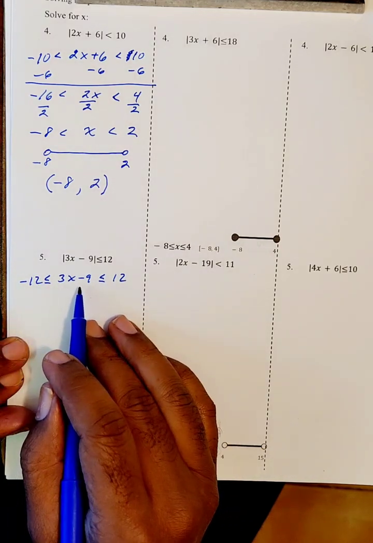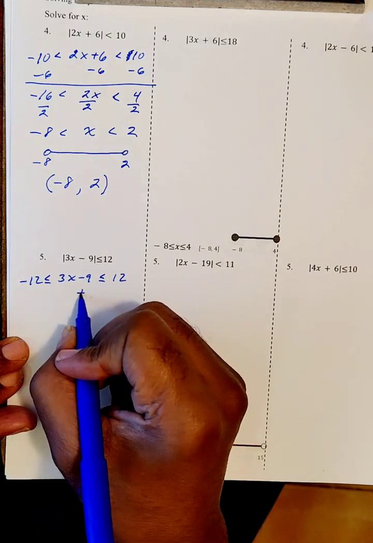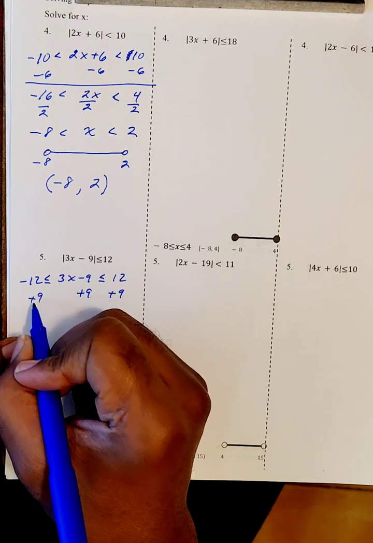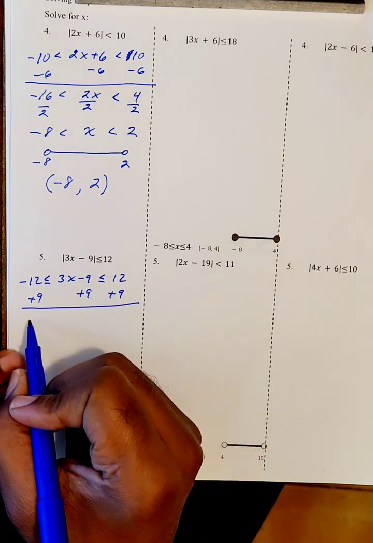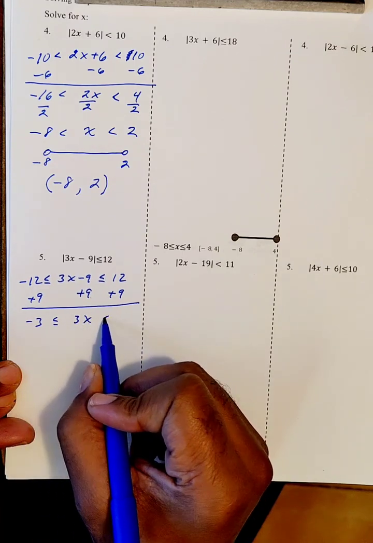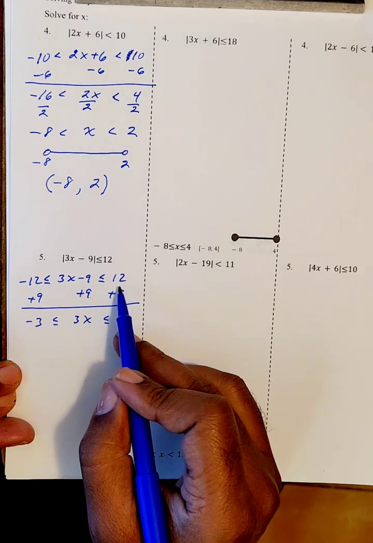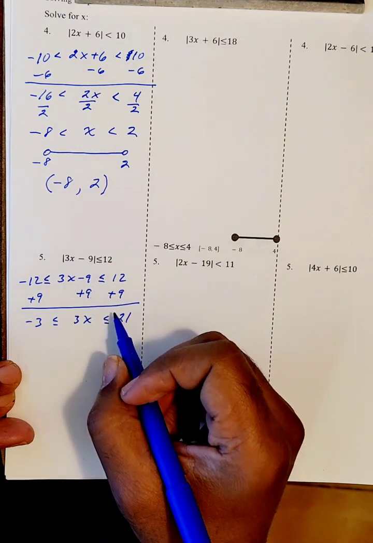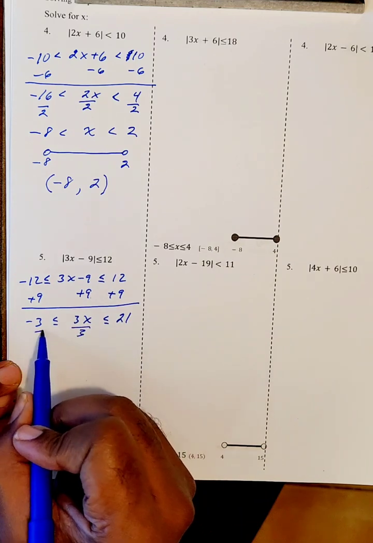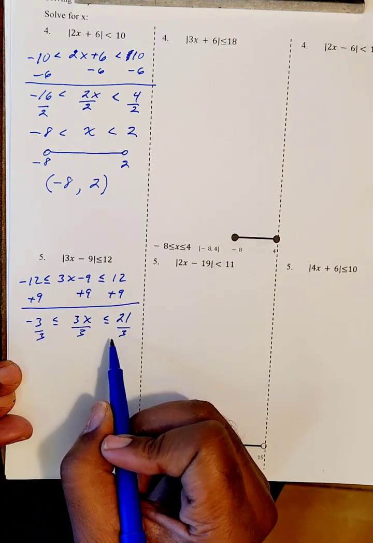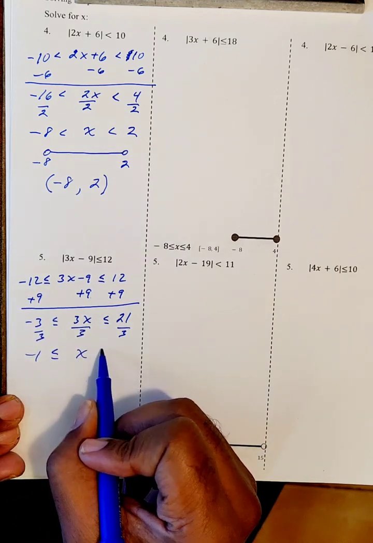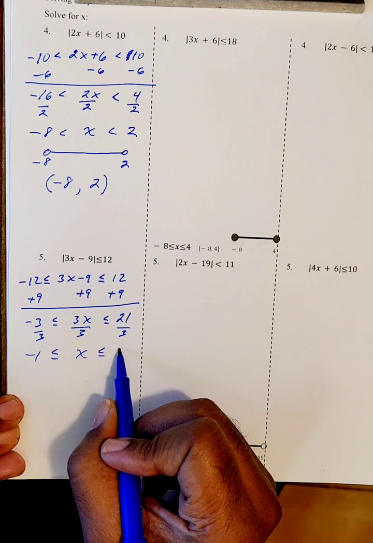Now to solve for x, I have to add 9 here on the inside. What we do on the inside, you do on all sides. So we put a plus 9 everywhere. As a result, we'll get negative 3 here, less than or equal to 3x, and less than or equal to 21. Now we'll divide all sides by 3 to get the x by itself. So divide by 3, divide by 3, divide by 3, and we end up with negative 1 less than or equal to 1x less than or equal to 7.